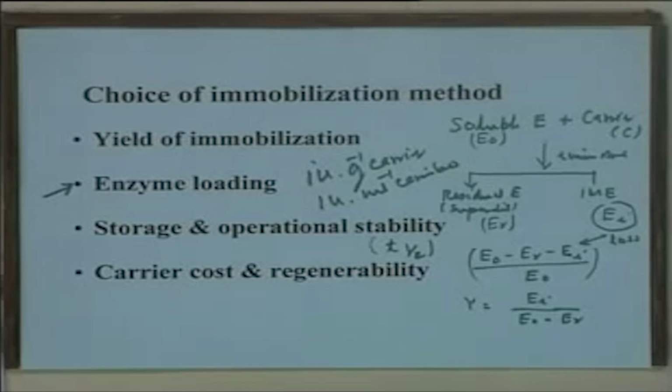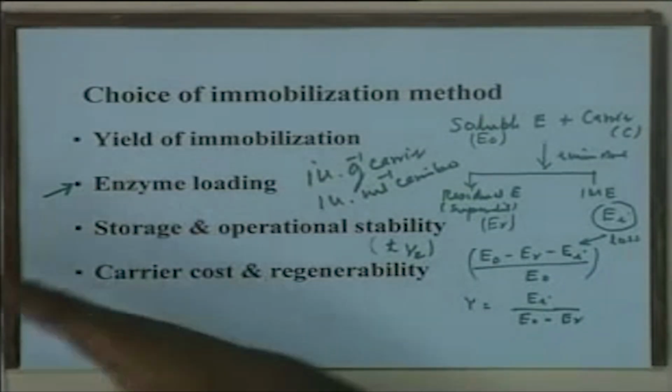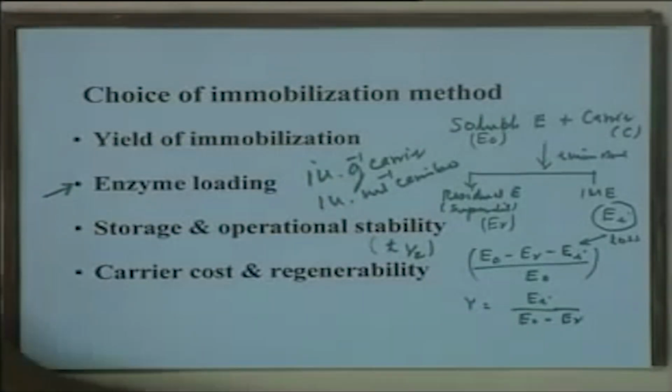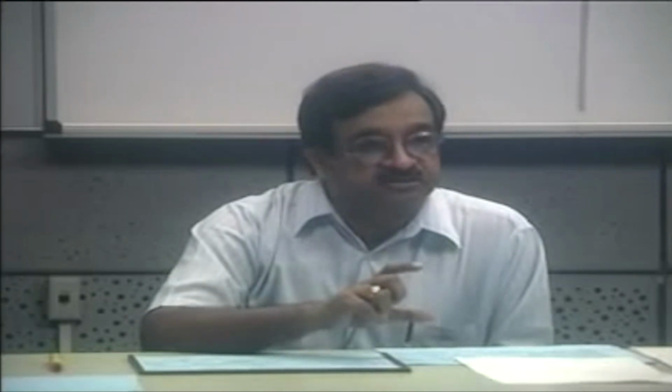For example, in the case of adsorption, you require a carrier. If you want to adsorb by ionic binding, you need a carrier which possesses charges. Similarly, if you want a covalent binding, you need a carrier which possesses certain functional residues which can be coupled to the enzyme, and so on. So each method will have some limitations on the choice of carrier, and therefore the cost of the carrier.